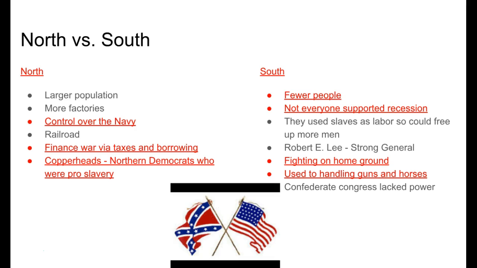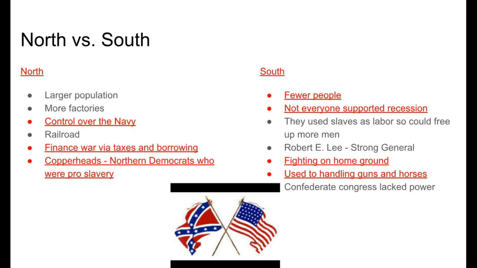Not everyone, though, supported everything to do with the war. There was a group of people in the North called the Copperheads, and they were Northern Democrats who were pro-slavery. So even though we'll talk about the Emancipation Proclamation today, there were slaves that did exist in some areas of the North, especially in border states.